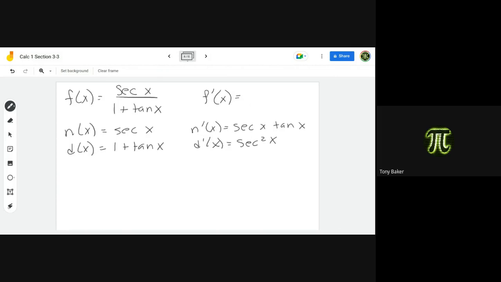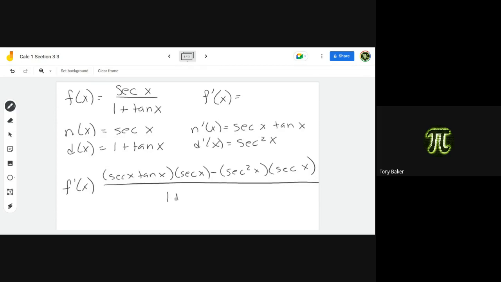All right. So if we did the quotient rule, I have secant x tangent x times secant x minus secant squared x times secant x, all over 1 plus tangent x squared.